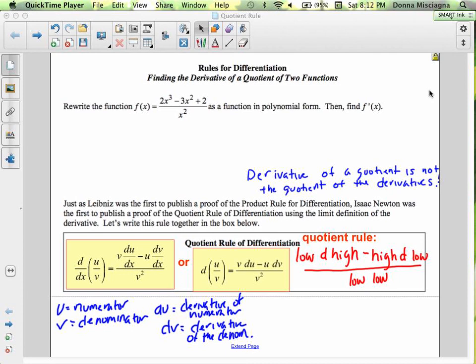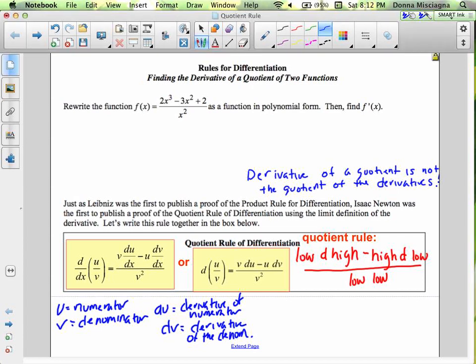But before we learn about the quotient rule, let's rewrite this and use what we know to find the derivative. We're going to rewrite the function f of x equals 2x cubed minus 3x squared plus 2, divided by x squared. That means we need to divide each term by x squared. So 2x cubed divided by x squared, and you need to write this along with me, that's going to be just 2x.